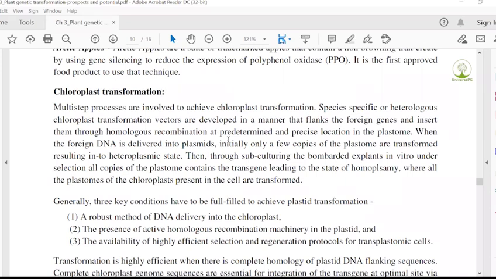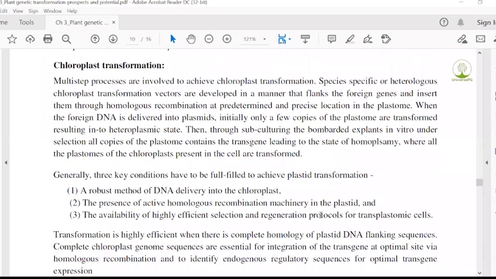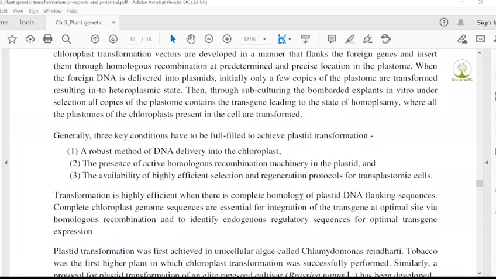In general, three key conditions have to be fulfilled to achieve plastid transformation or chloroplast transformation: a robust method of DNA delivery into the chloroplast, the presence of active homologous recombination machinery in the plastid, and finally, the availability of a highly efficient selection and regeneration protocol for transplastomic cells.